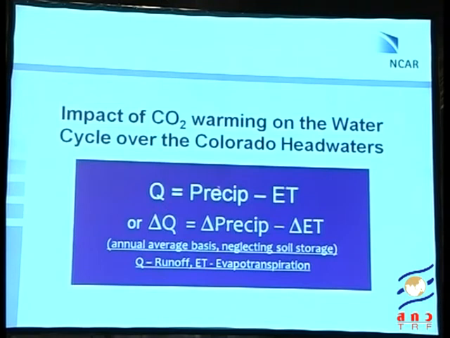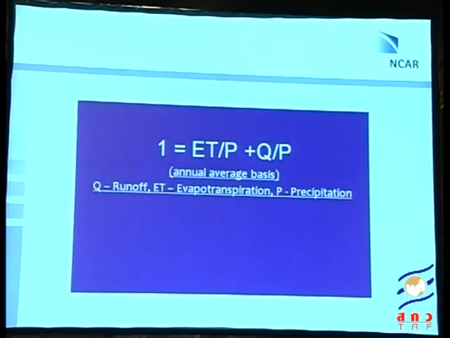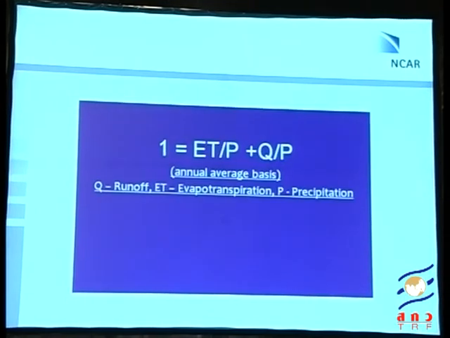So the runoff is equal to precipitation minus evapotranspiration. Or the delta Q is equal to delta precip minus delta ET in terms of climate change. So these three terms are what I'm going to look at. So I can then form a ratio. I can do a little bit of math, and then you can form these ratios.